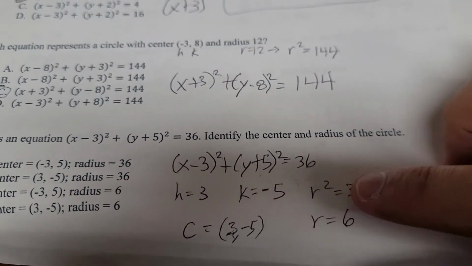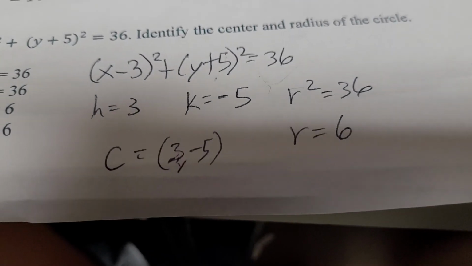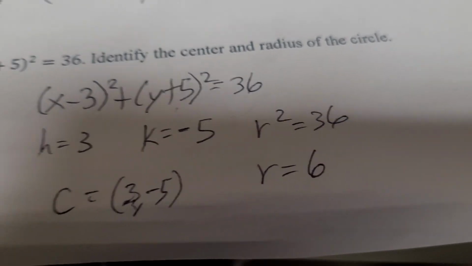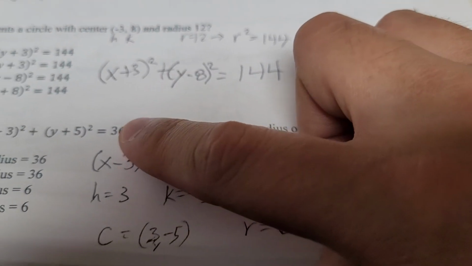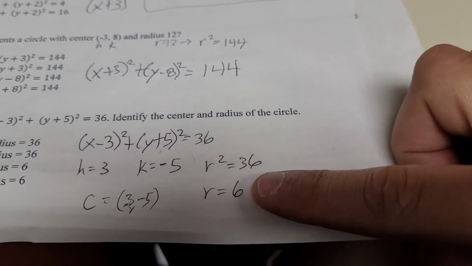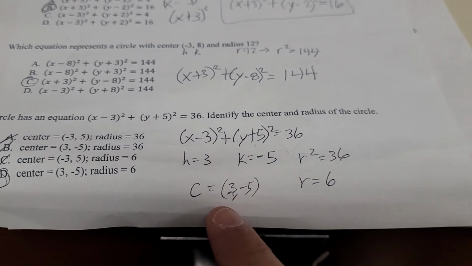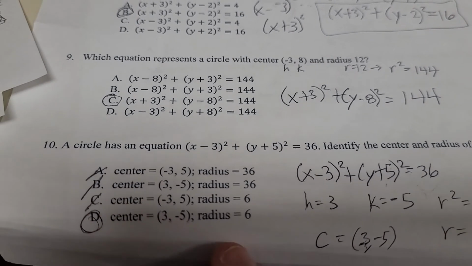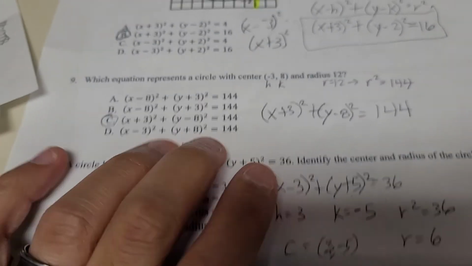So from there, my center is going to be (3, -5), and my radius is going to be the square root of 36, because 36 is your radius squared. So I'm looking for a center of (3, -5) and a radius of 6, and that's going to be answer choice D. Okay, so those are both your reviews.